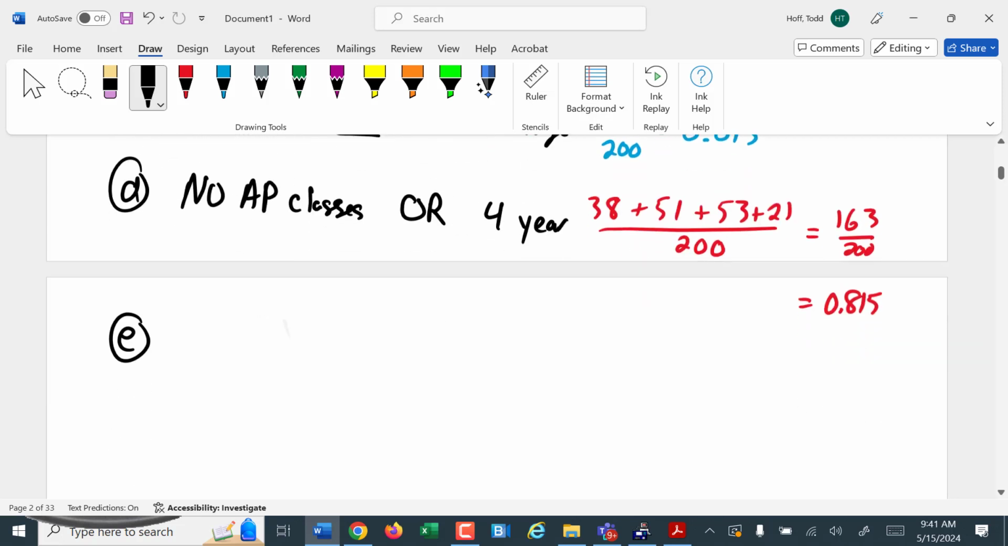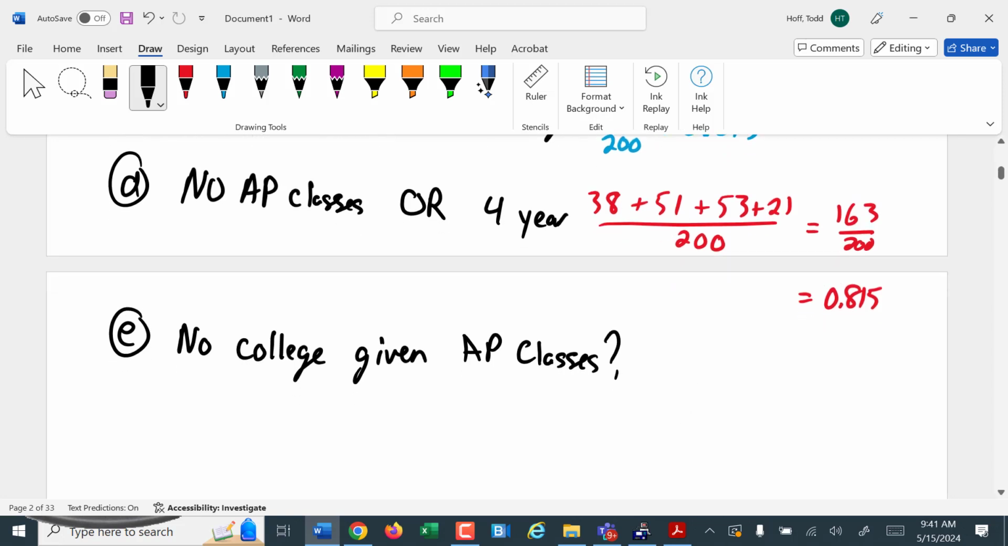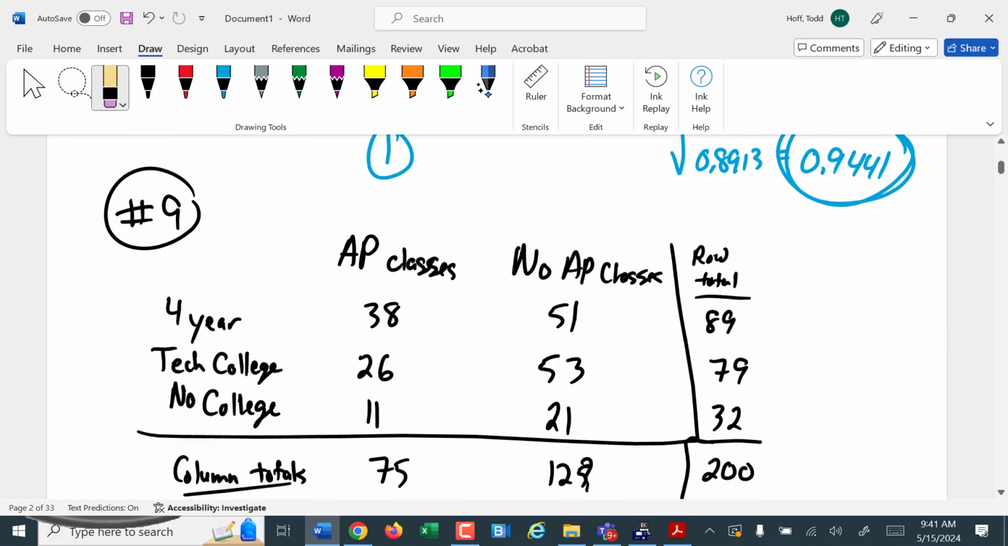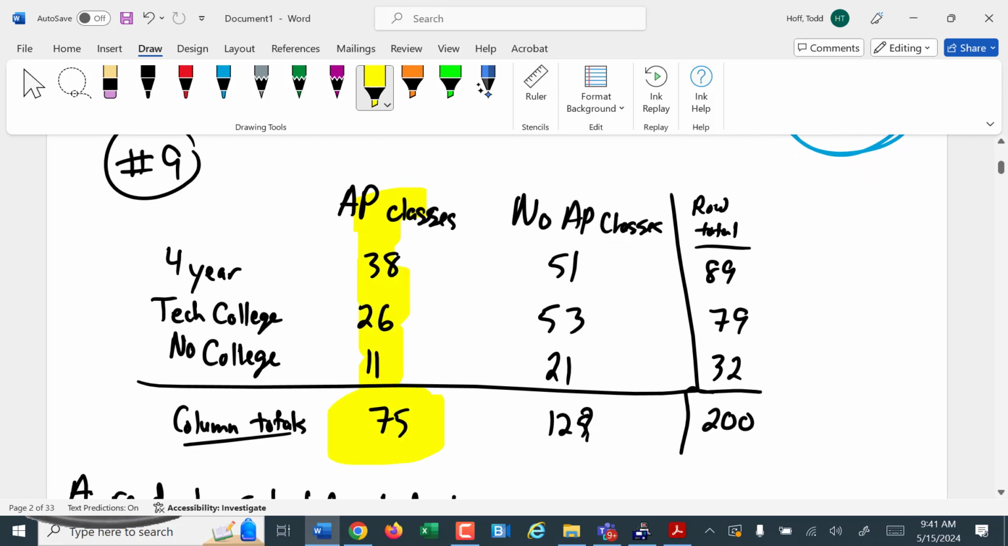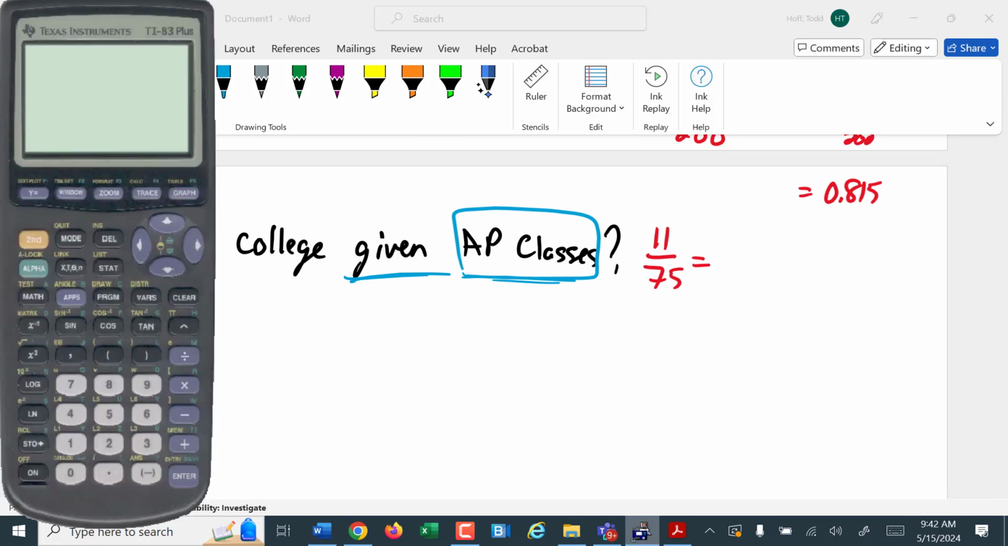E. We're asking, what is the probability that they went to no college given that they took AP classes? So what this is doing, the same when we say given, we're narrowing down the population. We're only looking at those students who took AP classes. We're not looking at the whole group anymore. So we're only looking at these here who took AP classes. So only these 75 students. Of those, 11 didn't go to college. So there's 11 out of 75 that did not go to college. So if we divide that down, I'm going to use the calculator. We get 0.1467.